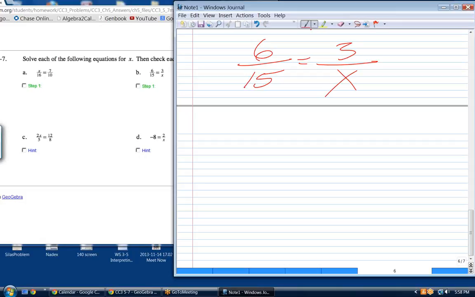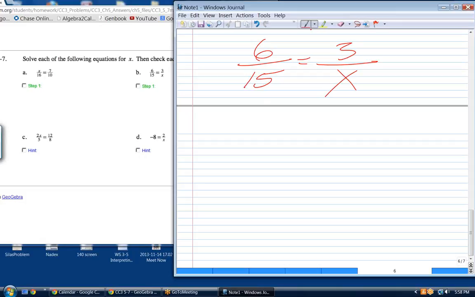Would that be easier? Or would it just be like multiplying by 3 on both sides? Well, there's always multiple ways to do these. It's really just what is your preference. My preference when I see a fraction equals another fraction, my first step is to cross multiply.